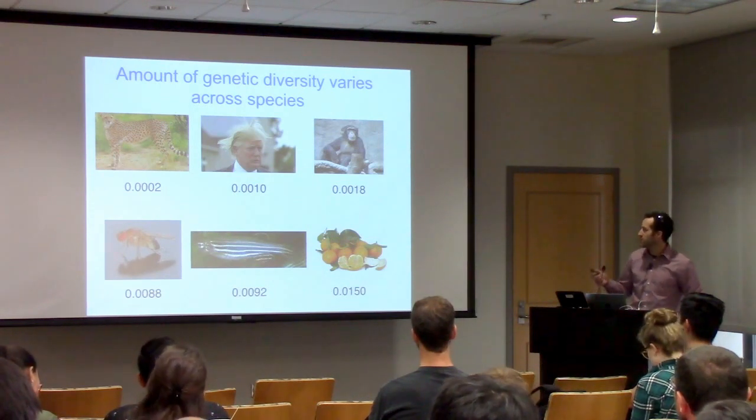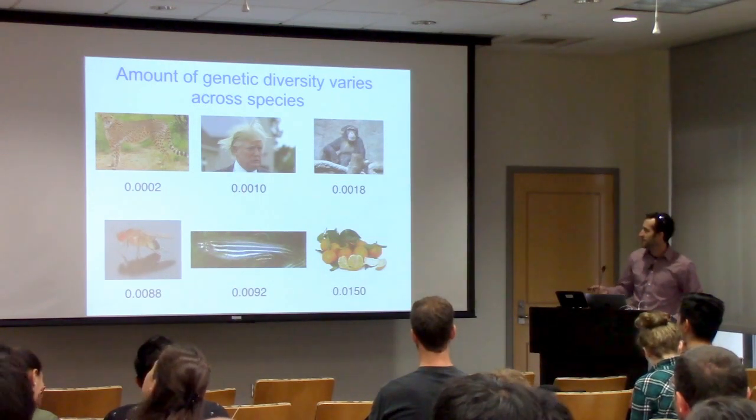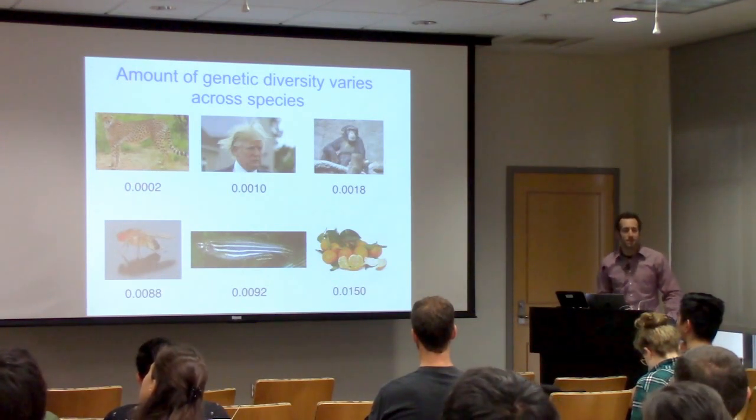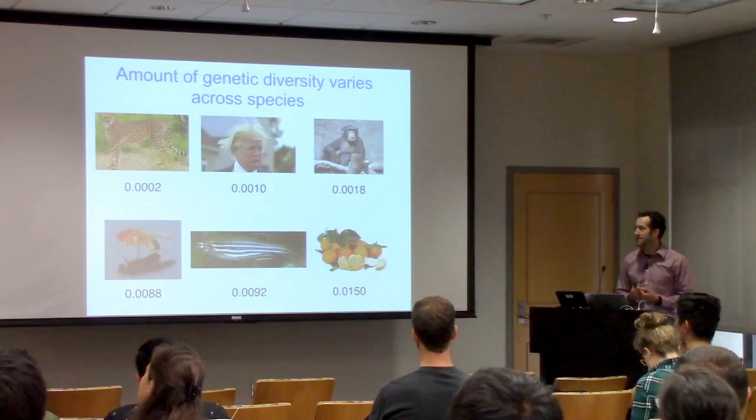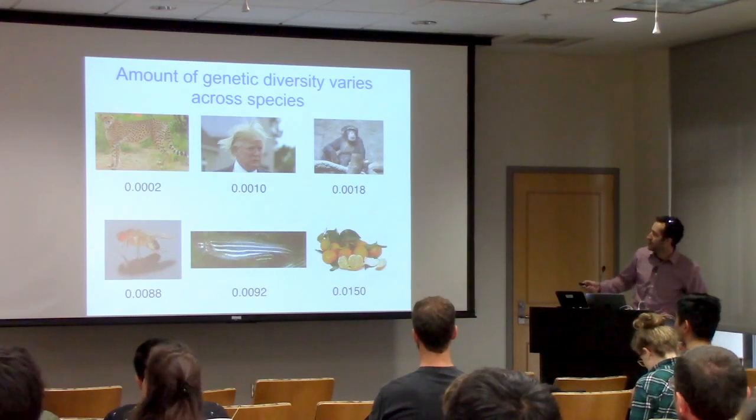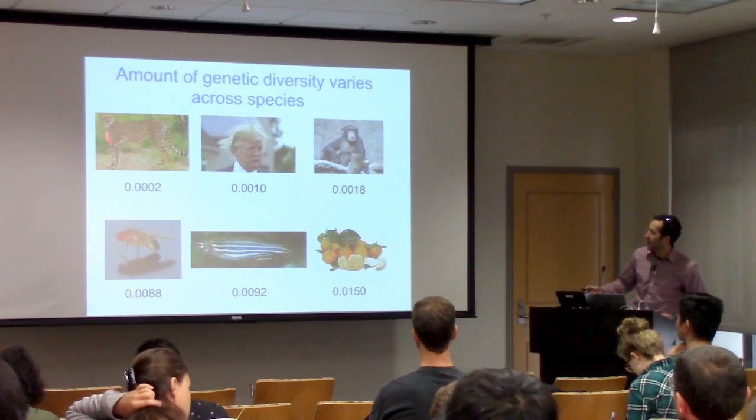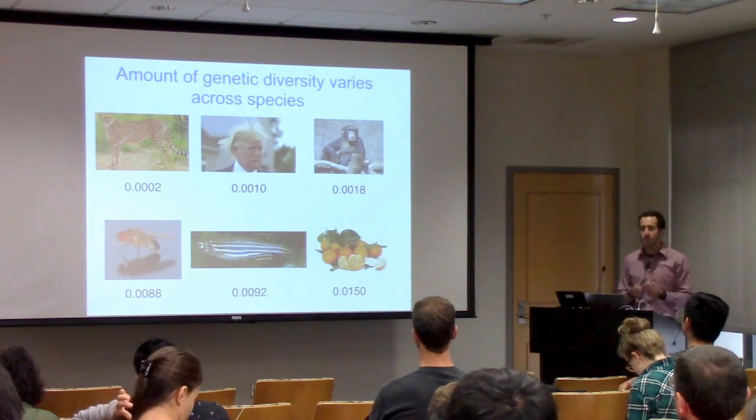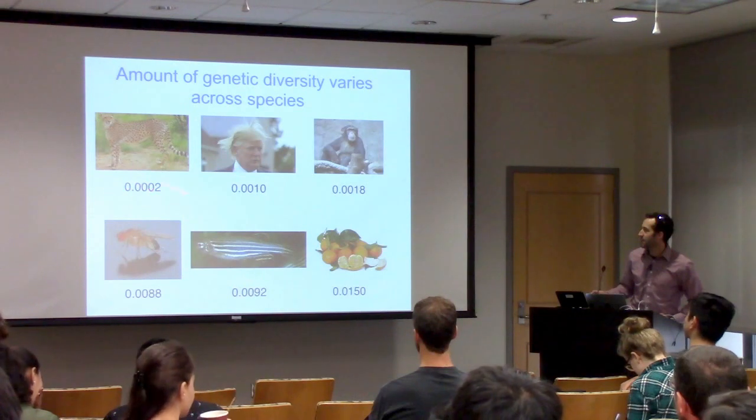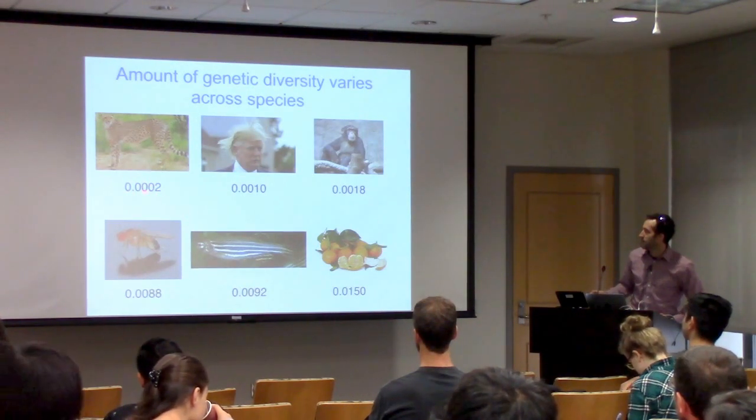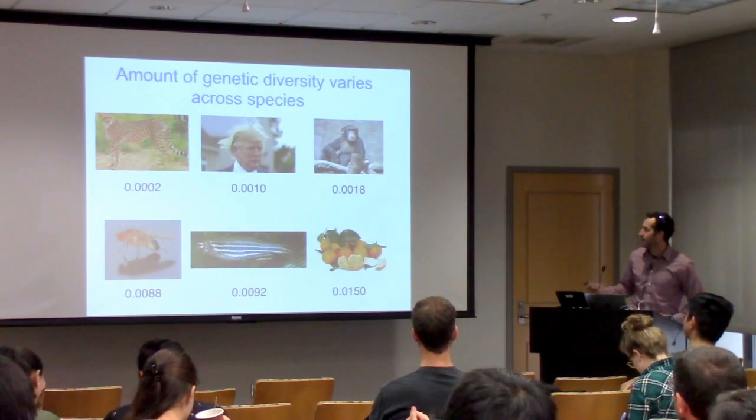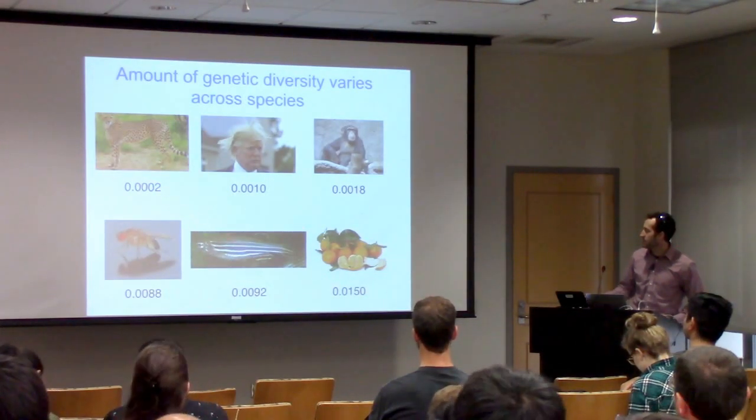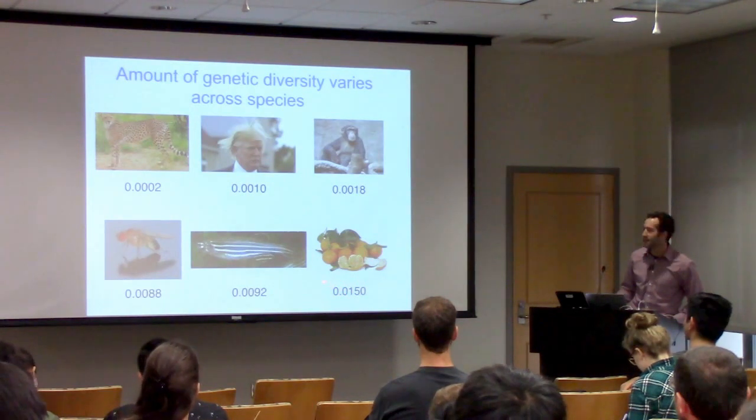What I'm showing on this slide is a number of different species and the average pairwise differences per site between two different sequences taken from those species. In other words, if you take, for example, the cheetah here, and take two chromosomes and look at how different they are, on average 0.02% of the sites would differ. And you can see there's tremendous variation in diversity, from 0.02% all the way up to 1.5%.